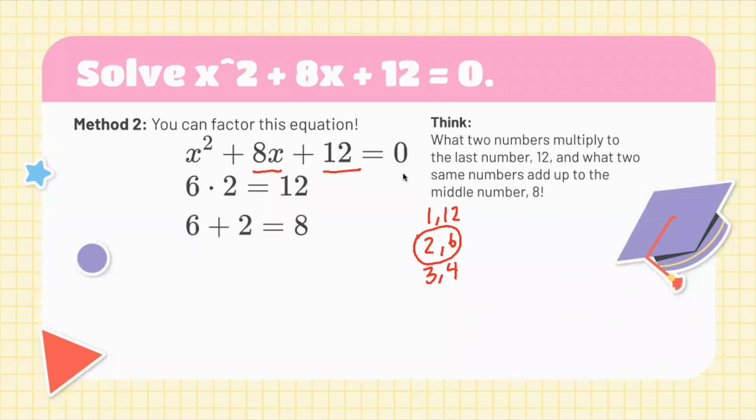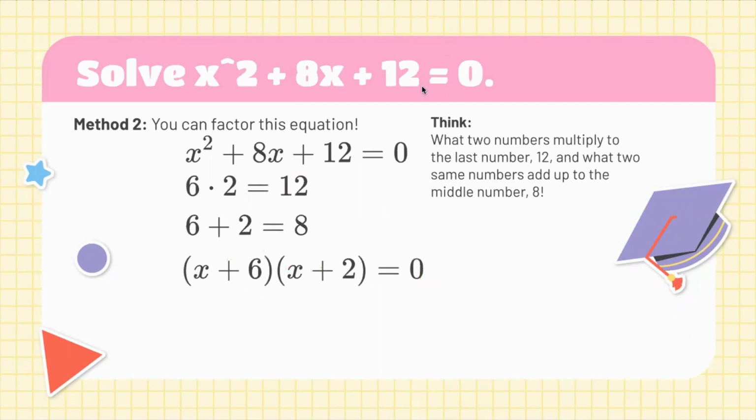Now we can go ahead and factor it out. It would be in the form x plus or minus a value, and then another binomial of x plus or minus your other value. In this case, both of our values are positive, so it'd be x plus 2 times x plus 6 equals 0. And now using your zero product property, you can set up each of your expressions to 0 and then solve for x. So it'd be x plus 6 equals 0 and x plus 2 equals 0.